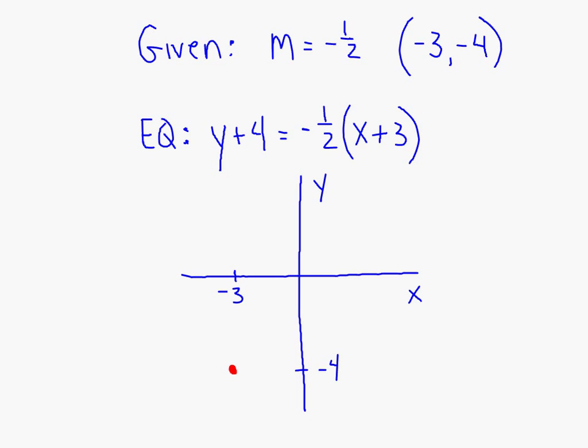What's the slope? The slope is negative 1/2. So how many are we going to rise? We're going to rise 1 and run 2 to the left. And then we're going to rise 1 and run 2 to the left. And there's the graph of your line. Okay? So here's the equation. There's the graph. Yeah, just graph the point that they give you.